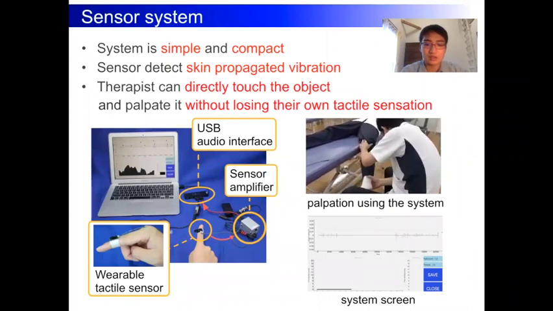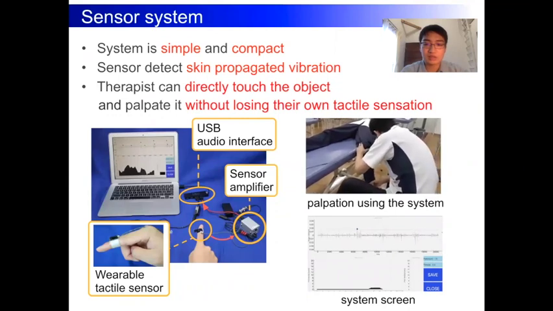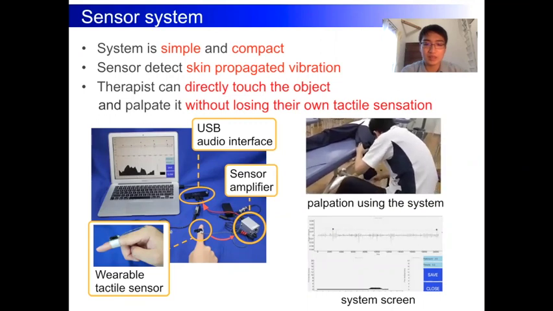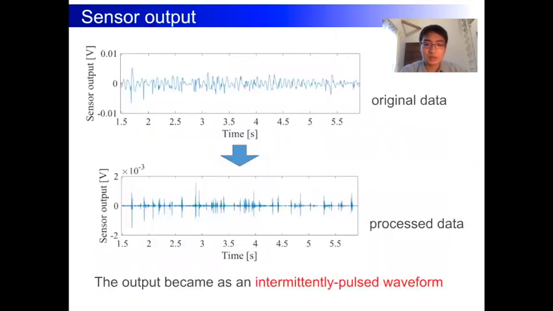The sensor uses skin-propagated vibrations, so the therapist can directly touch the object and palpate it without losing their own tactile sensation. By processing the signal recorded by the system, the frictional vibration appears as an intermittently pulsed waveform.